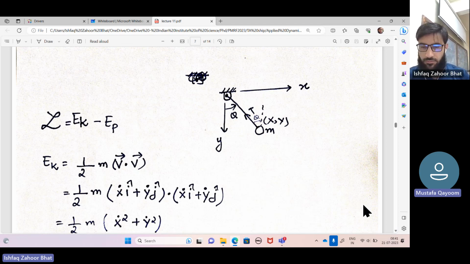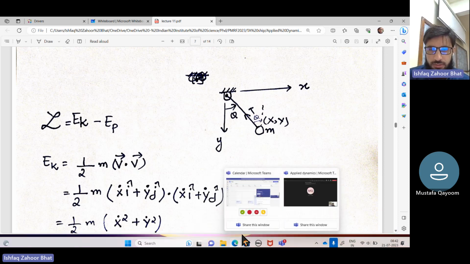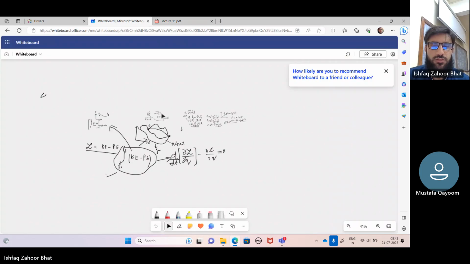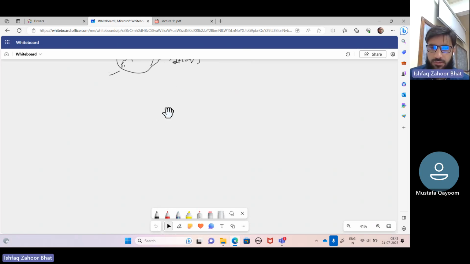Sir, can you explain a little bit: if the body is not moving, that is, the center of mass is not moving, but still the system possesses kinetic energy about the center of mass. Okay. So let us take this example.